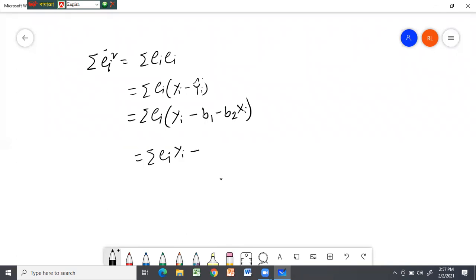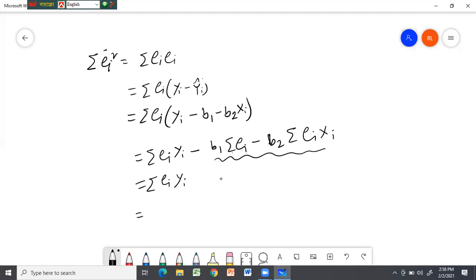minus b1 into sum of ei, minus b2 into sum of ei xi. So this has become 0 because the summation of the ei is 0, and the summation of ei into xi, that means the multiplication of the explanatory variable and your error term, if you take this summation, it would also be equal to 0. So that's why this whole portion has become 0, okay? And then you have sum of ei equal to ei into yi. This is only what you have.